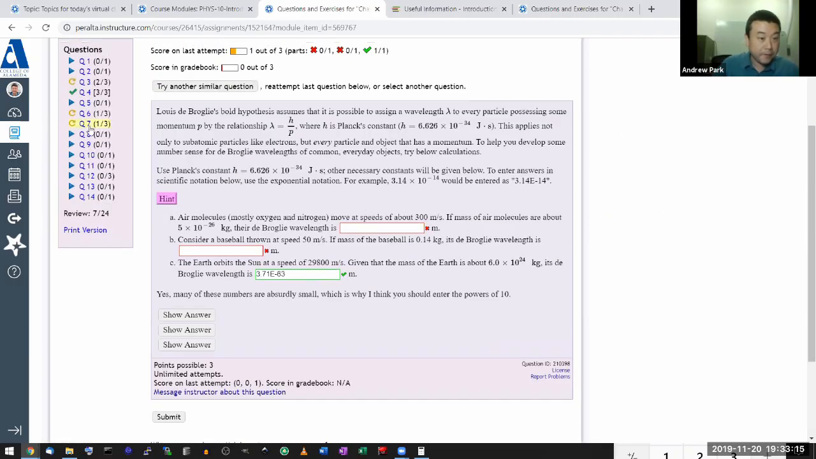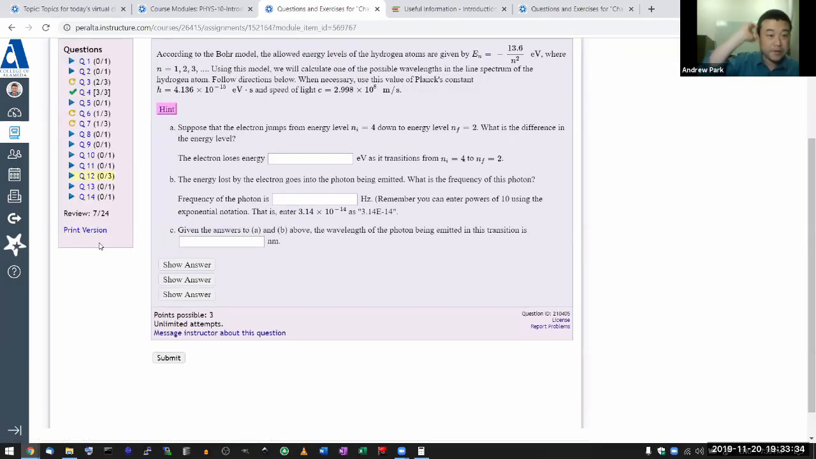Moving on, question 12. All right, that's more calculation. It says, according to the Bohr model, the allowed energy levels where blah. Using this model, we'll calculate one of the possible wavelengths in the line spectrum of the hydrogen atom. Follow the directions below. When necessary, use this value of Planck's constant in the electron volt unit. For some reason, I guess that must be more convenient. And the speed of light, this number, but I'll use 3 times 10 to the 8. That usually is close enough.